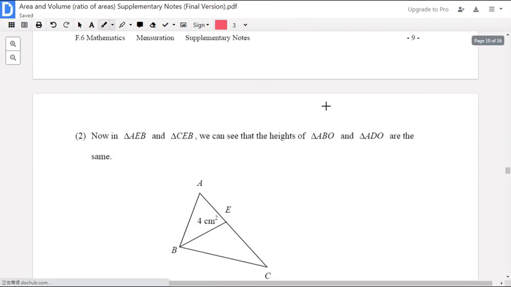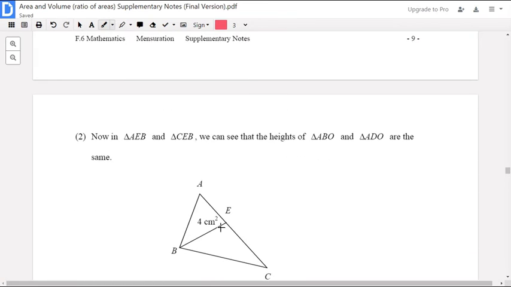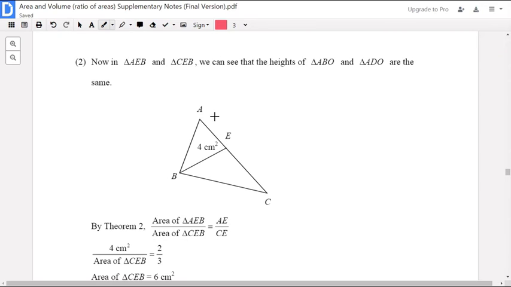Now, we move on to the next figure. The area of AEB is 4. And from the previous part, we know that the ratio is 2 to 3.